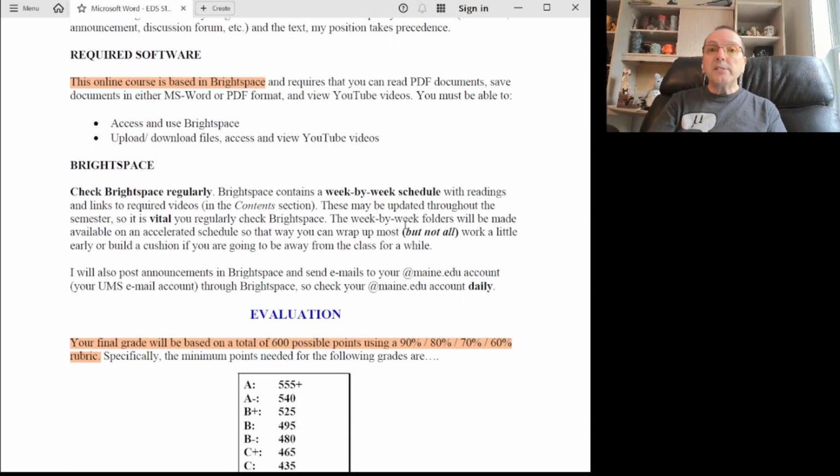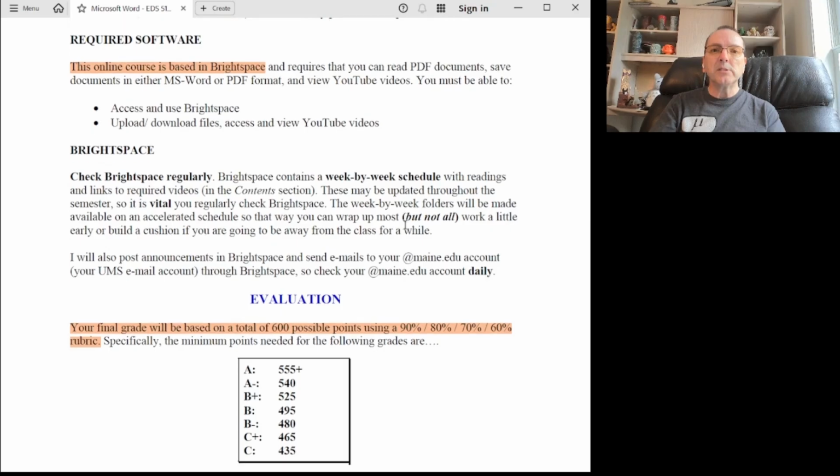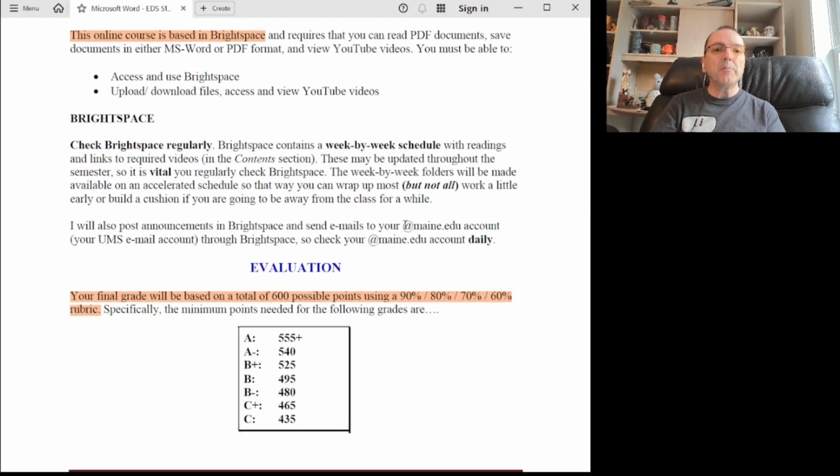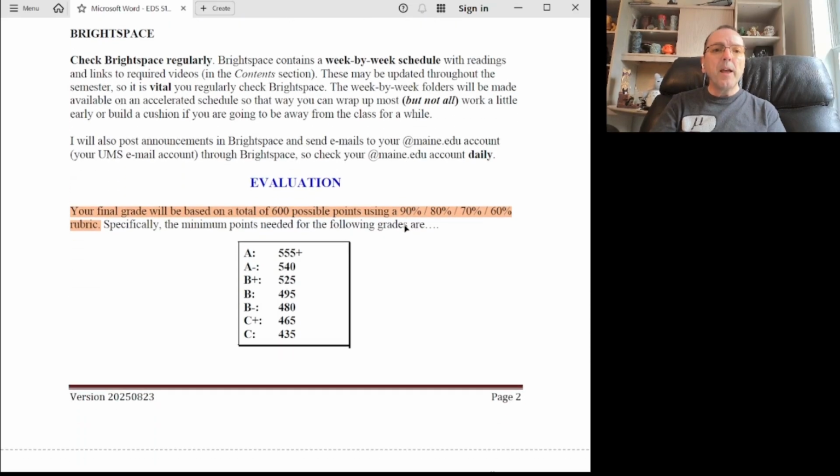The course is asynchronous online, so we are heavily in Brightspace. You've got to be comfortable using Brightspace to do this course. Everything is submitted through Brightspace, so that's important.